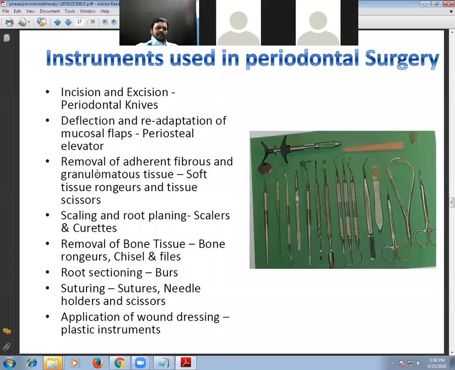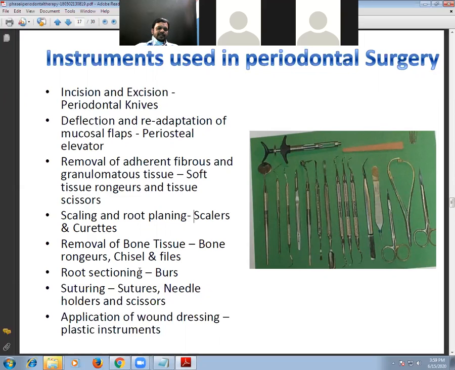Also, in cases where there is irregular bone, we are using burs and various bone files and Oschenbein scissors. Then various scaling and root planing instruments, that is scalers and various types of curettes are used for root planing, that is Gracey curettes, or you can use universal curettes for your root planing. The removal of bone tissue is usually carried out by bone rongeurs, scissors, and various files. Bone files usually are Sugarman's bone file and Schluger's bone file.